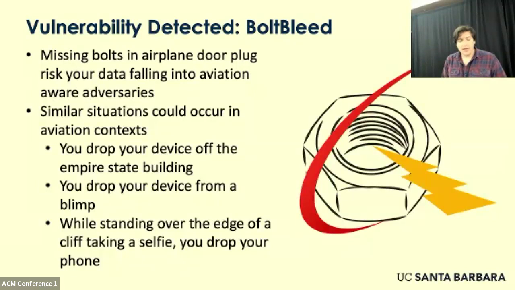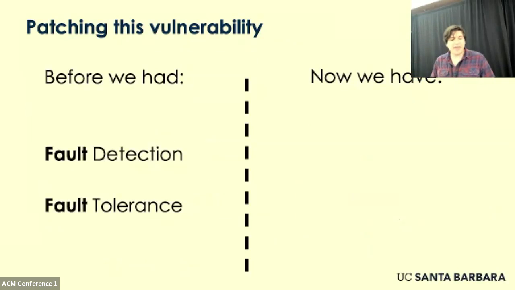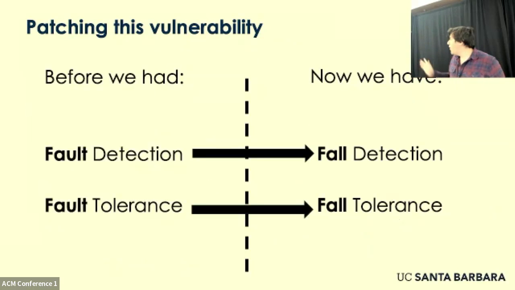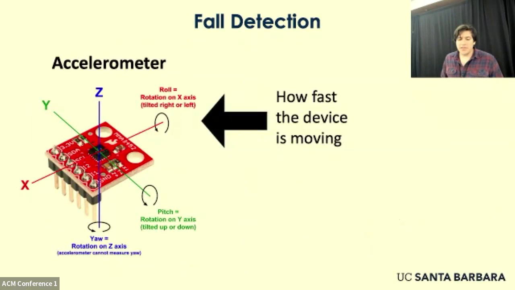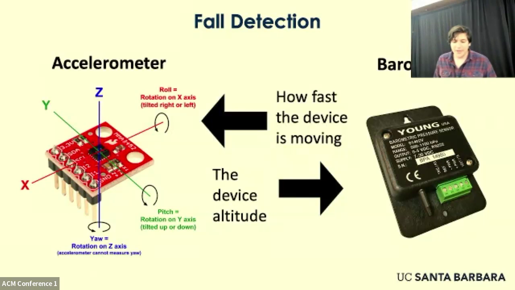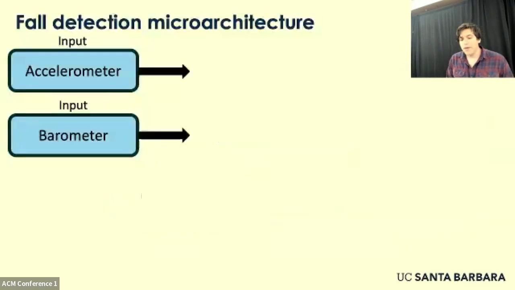How do we fix this? Well, we have to take lessons from computer science. We have to go from fault detection and fault hardware to fall detection and fall hardware. So we have to start at fall detection. How do we do this? Well, how do we detect anything? Sensors. We start with our accelerometer. When we notice that something has started to fly really quickly, we know something's not right. So then we check our altitude using a barometer. With just these two components, we can tell whether your phone is probably falling out of an airplane.